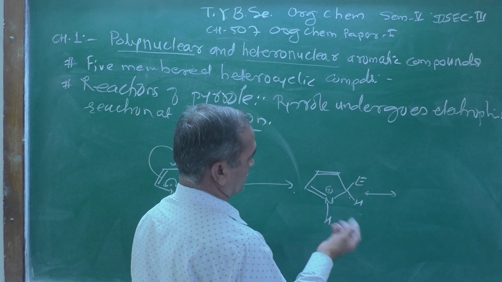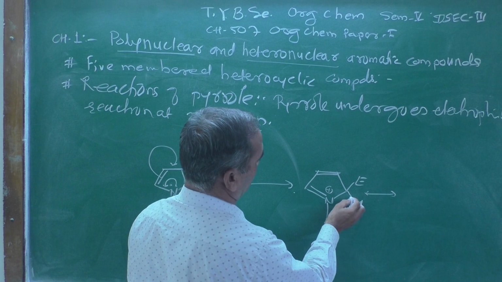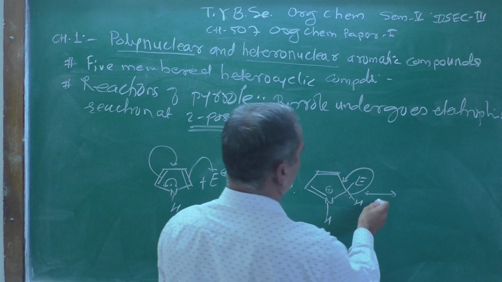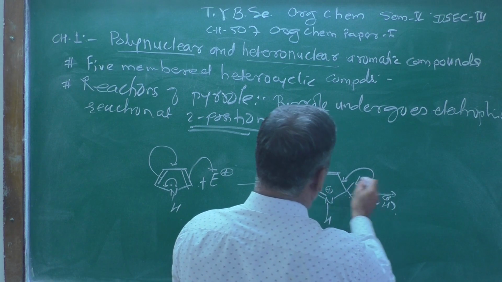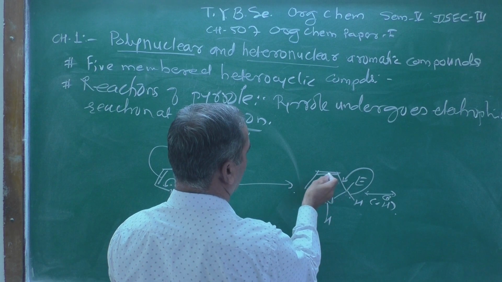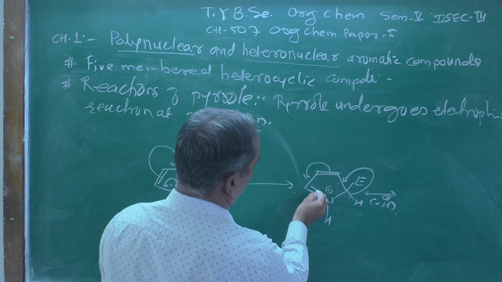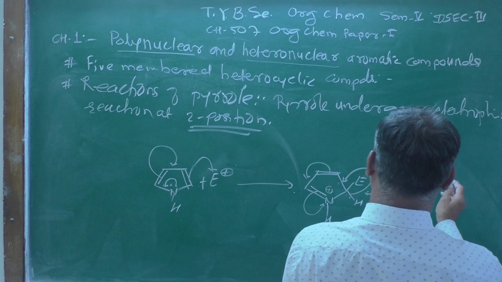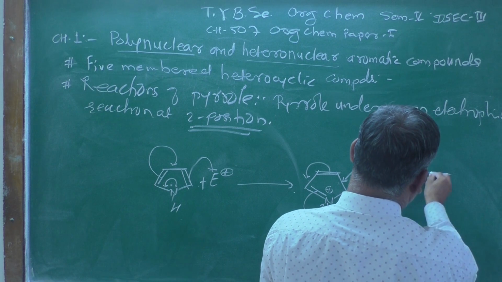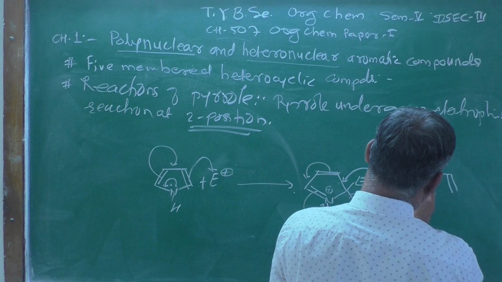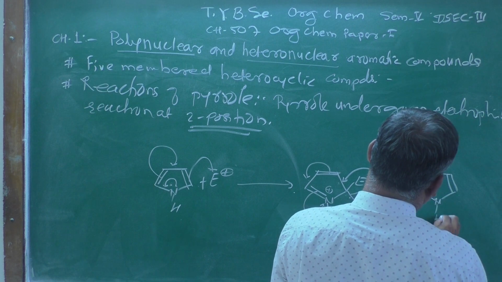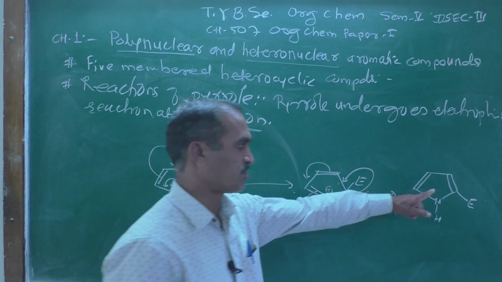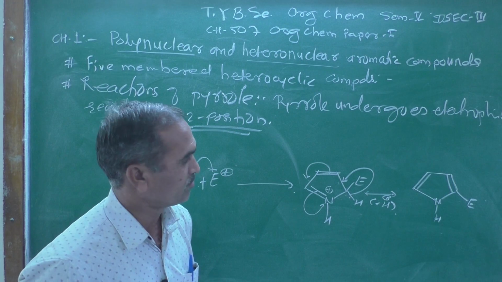After aromatization back, this proton can be lost here, and this double bond shifts from here to here, and that lone pair comes back to its original position, and finally you will get the structure which I am representing here. Here is an electrophile which is present at two position.